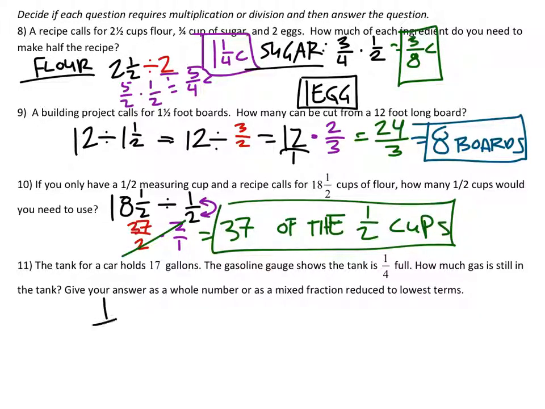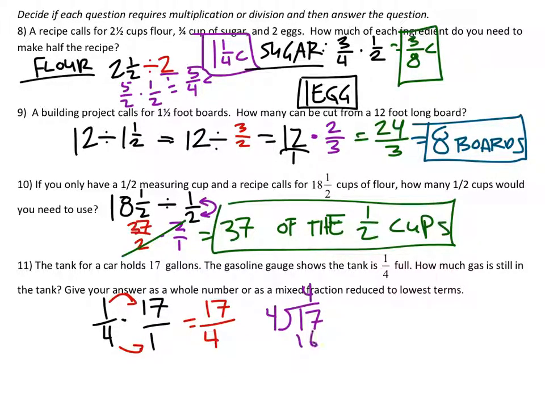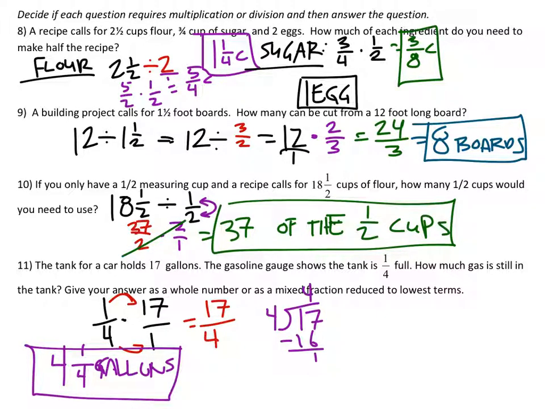So that means I'm going to use multiplication. I got a fourth of the 17 gallons, which I will show as 17 over 1, so that I can multiply these. 1 times 17 is 17, and 4 times 1 is 4. But it said it wanted either a whole number or a mixed number, reduced to lowest terms. All right, so to do this one, we'll take 17 divided by 4, which gives me 4 of those, and I got 16. 1 remaining leaves me with 4, and I had 1 remaining out of 4. And that would be in gallons. There we go. 4 1/4 gallons of gas.